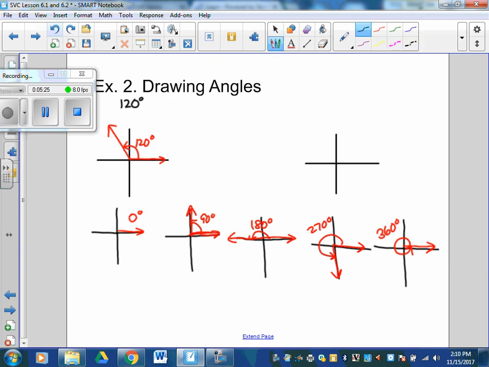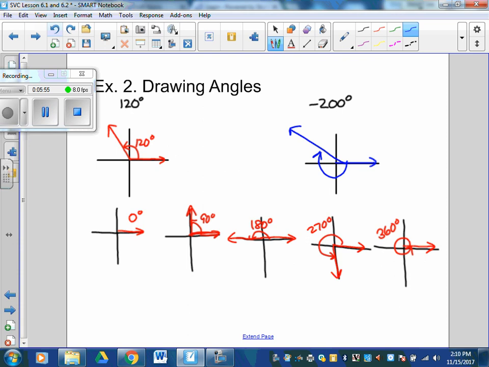So we did 120. Let's do negative 200. So if I'm doing negative 200, I'm still starting here, but now I'm just twisting the other way. So instead of going up for positive, you are going down for negative. If I go to here, that's negative 90. If I go to here, that's negative 180. So negative 200 would be somewhere over there. So that big angle is negative 200.